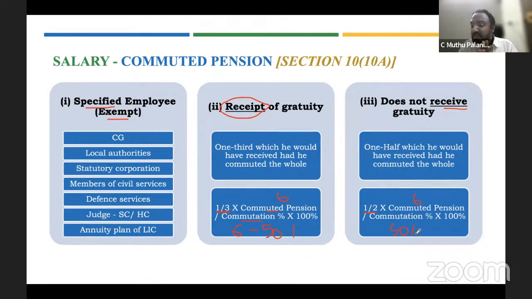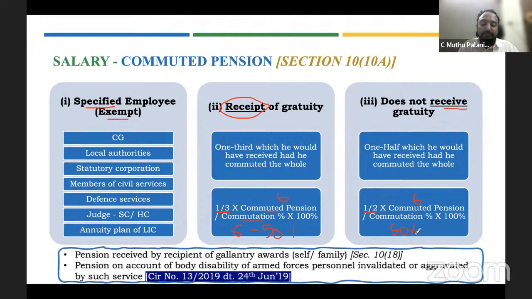So for persons who have received gratuity, it is 1/3. For persons who have not received gratuity, it is 1/2. 1/3 of what? 1/2 of what? Commuted pension as if it is whole. So whole commuted pension. That is what we have to understand.